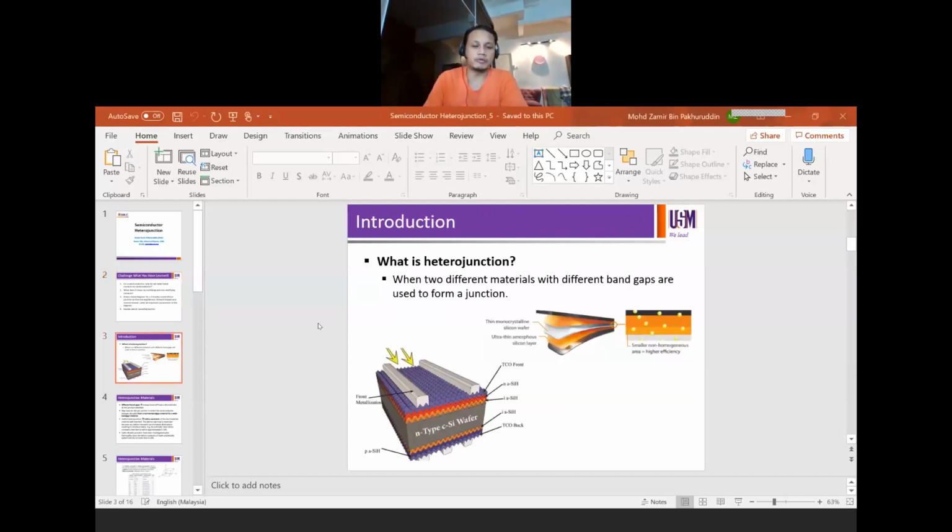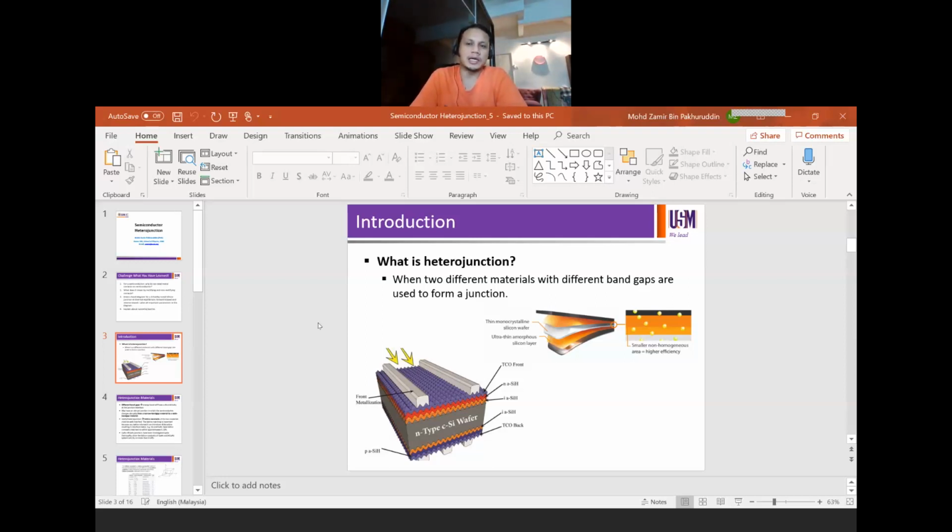So now let us move on with heterojunction. Probably you have seen this sort of junction in your presentation, right? Presentation devices. Maybe some of your devices that you are assigned with adopt the heterojunction concept. So let's see whether your device is related or not. So firstly, what is heterojunction?